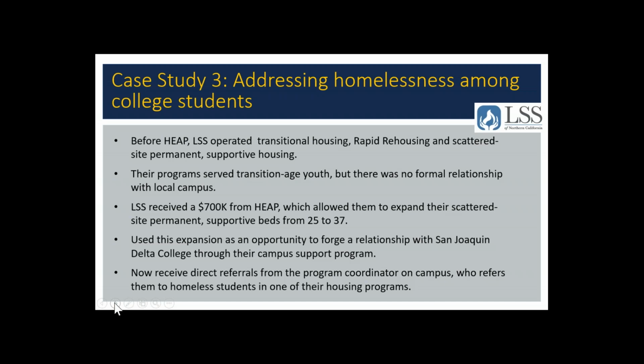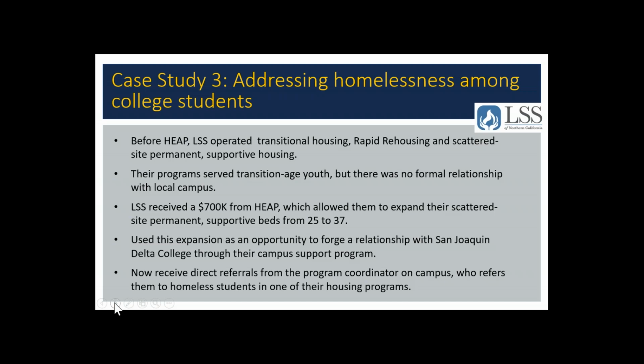One organization that focused on college student homelessness last year with HHAPP funding is Lutheran Social Services. Unfortunately, they weren't able to be on today's web seminar, but I'll briefly share what they did. Before HHAPP, they operated transitional housing, rapid rehousing, and scattered site permanent supportive housing. They always received referrals from a variety of places, but they didn't have a formal relationship with their campus. They really took advantage of HHAPP to change that and to formalize that relationship.